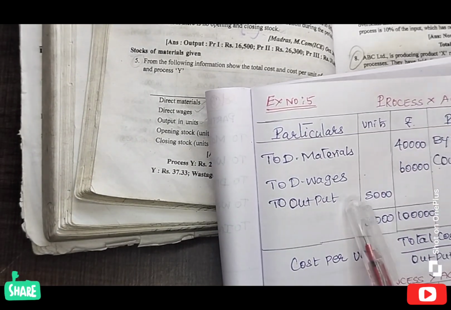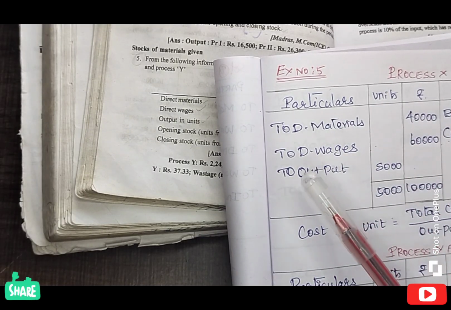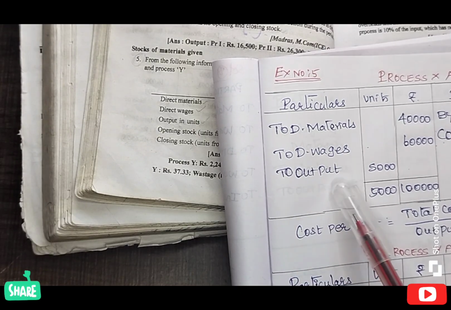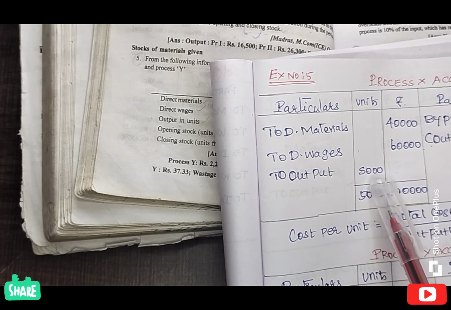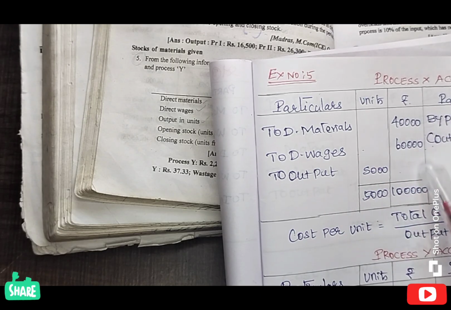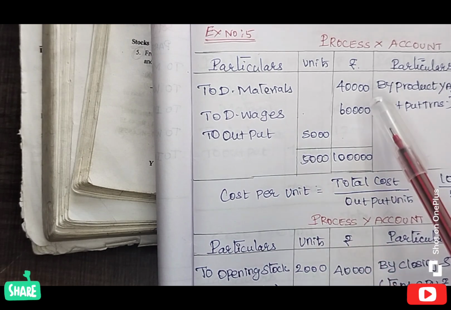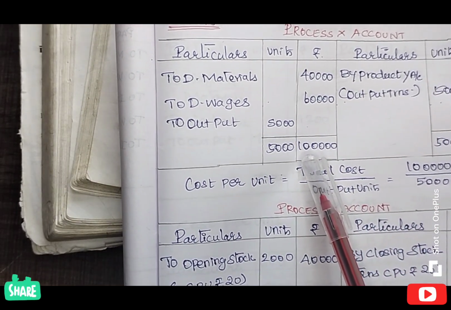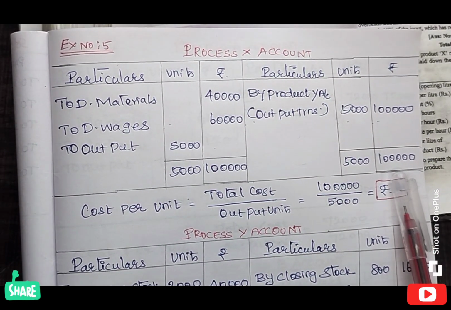So, the output unit means what? This is the previous unit. Previous process output is taken from the previous process. We are going to enter it in the current process. This is considered as the input. Okay, 5,000 units taken from where? From the previous process. After entering, now we are going to find out the total. Total input unit is 5,000 units, and after adding the cost 40,000 plus 60,000, you got 1 lakh rupees. Total cost taken from process X is 5,000 units and 1 lakh rupees.